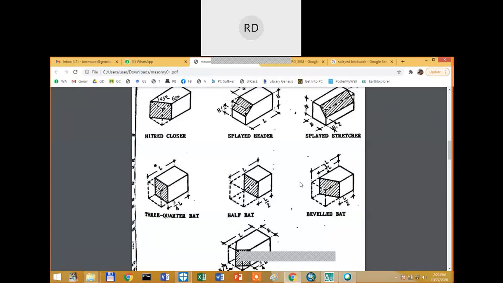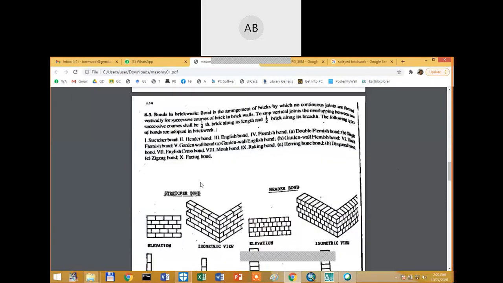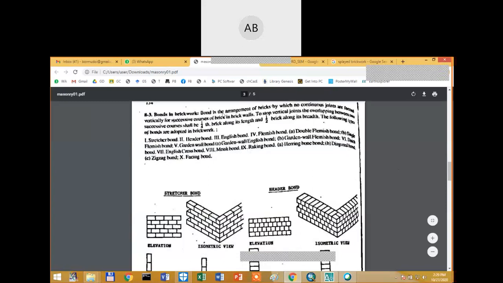So these things we have to now use and then we have to lay the bricks. If you lay or arrange the bricks in a certain arrangement or order, this is known as brickwork. So it says bonds in the brickwork. Bond is an arrangement of bricks by which a number of continuous joints are formed vertically for successive courses of bricks in brick walls. So if you just throw a glance at a brick wall, you will normally notice it. Okay? So there are different kinds of bonds.